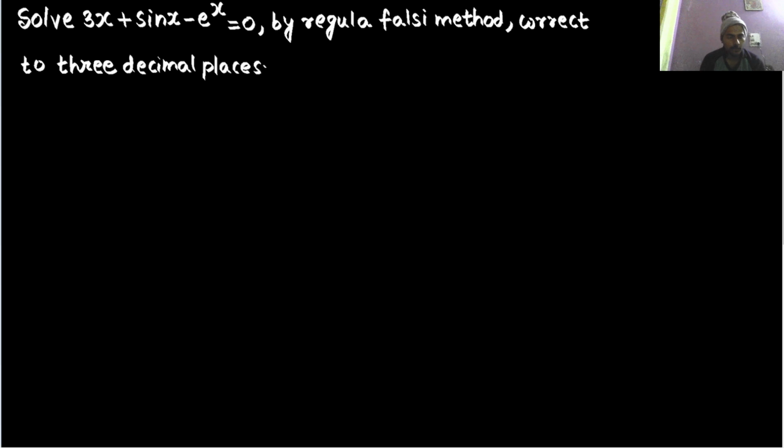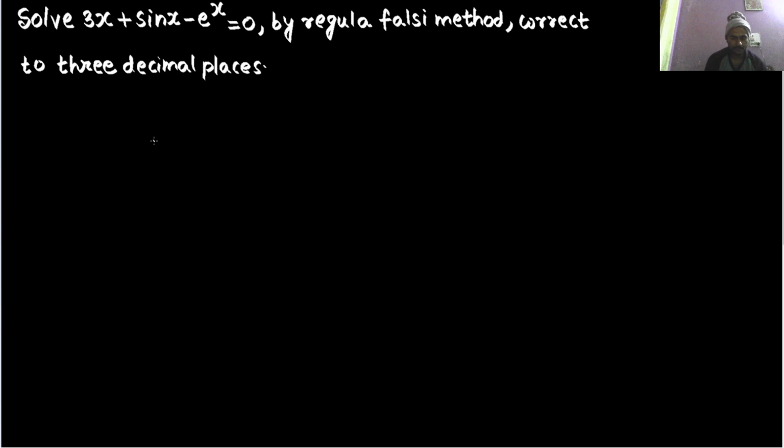Let's solve this problem. We need to solve 3x plus sin x minus e power x equals 0 by Regula Falsi method correct to 3 decimal places. Okay, so let's solve this. Before solving, if you are using a calculator, fix your calculator to radians, not degrees, because whenever you see a trigonometric function and use a calculator, fix it to radians rather than degrees.